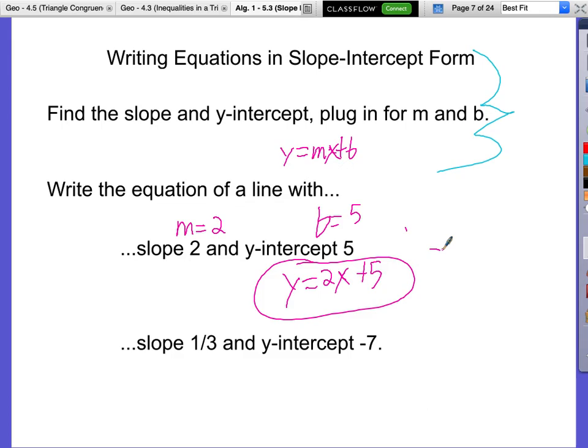I want you guys to do the second one on there. With a slope of 1 third and a y-intercept of negative 7. So go ahead and do that second one on there.